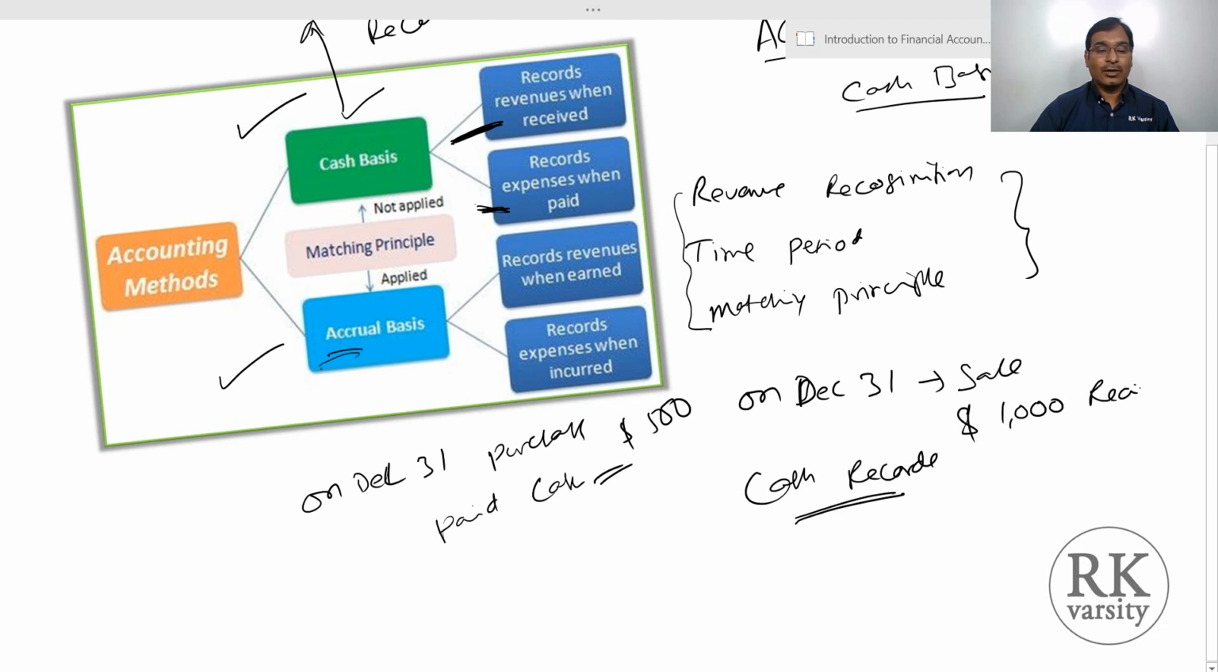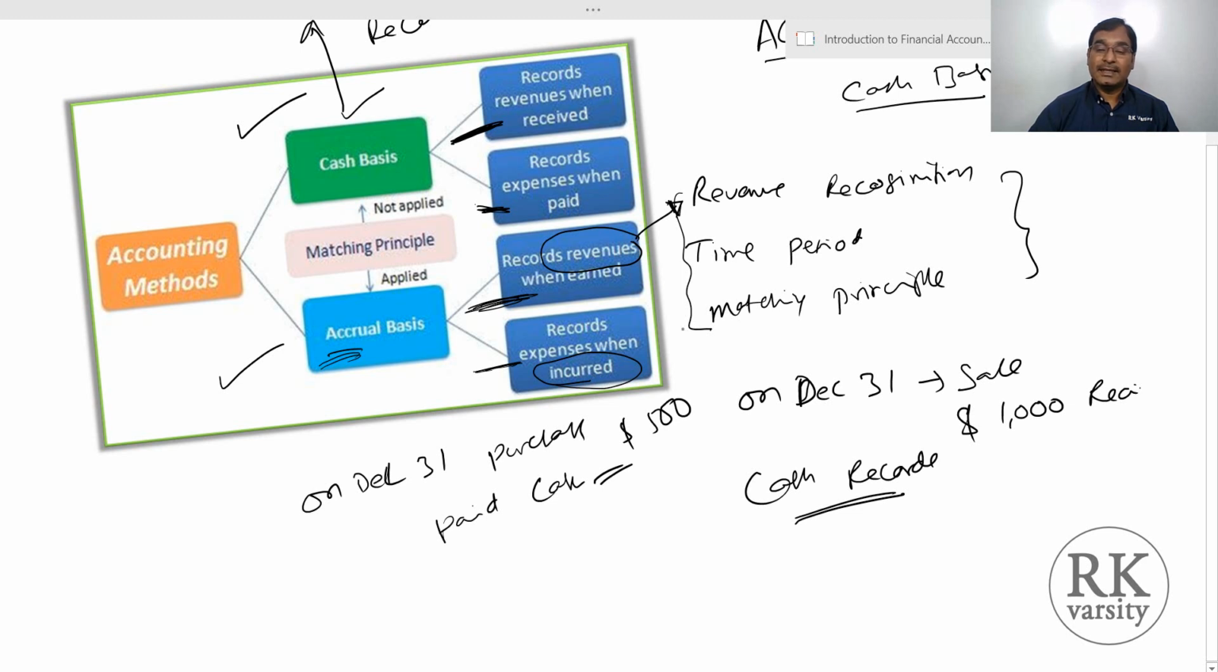On the other hand, we have the accrual basis of accounting. In accrual basis of accounting, we record revenues when they are earned, irrespective of whether cash is received or not. Similarly, when it comes to the payment of expenses, we record expenses when they are incurred. Again here, whether you received or paid or not is immaterial. So here revenue is recognized. This belongs to our accounting concept of revenue recognition. Then expenses are incurred, so expense recognition.